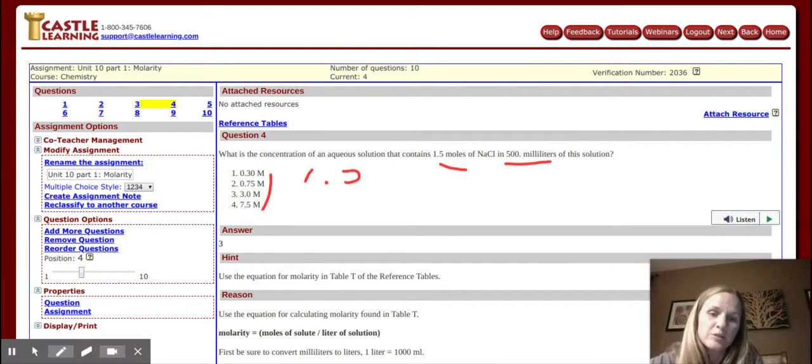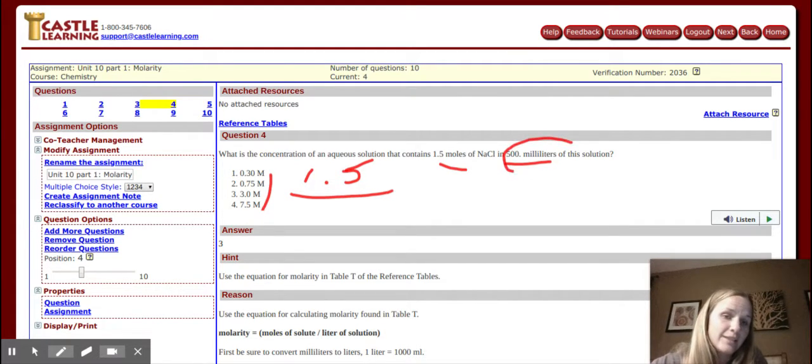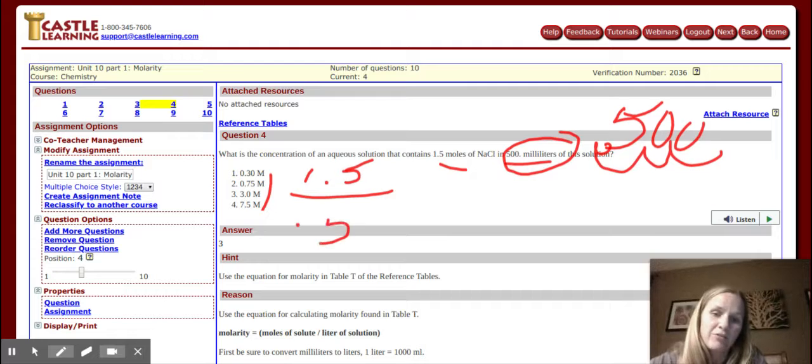So it's moles of solute, which is 1.5, divided by liters, and that's milliliters. So again, I need to take that 500 and move the decimal place over 3 places. So that's 0.5 liters. Remember, right in the formula, it says liters of solution. So then I just do 1.5 divided by 0.5, which I think works out to be that right there.